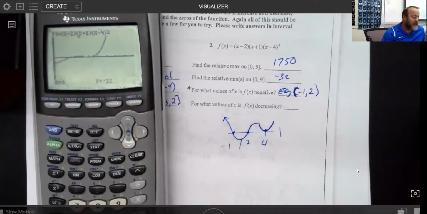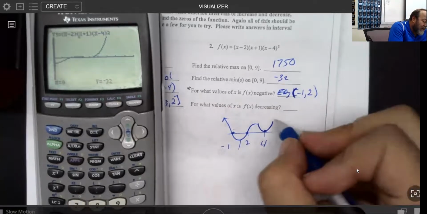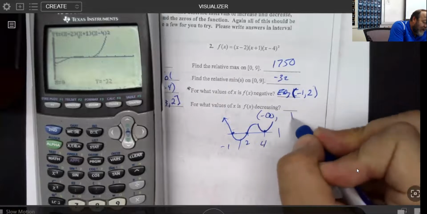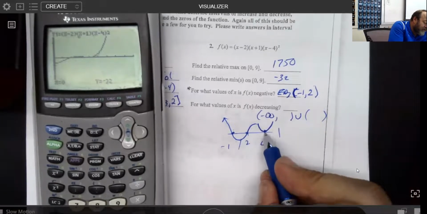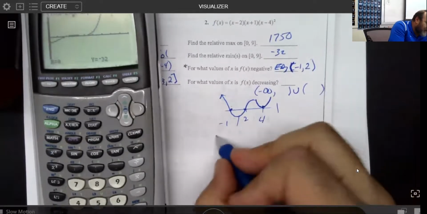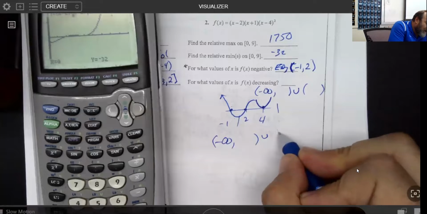And then where is the function decreasing? Well, it would definitely be going downhill from -infinity to wherever that minimum value is. And then it would also be going downhill from this value until this 4. And so I've got to be a little bit careful. Let me rewrite that underneath here because I'm going to have to find those values.